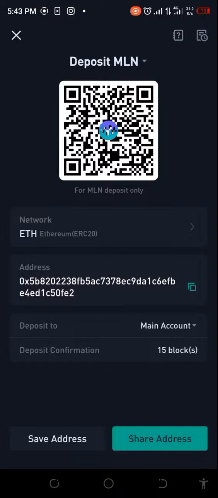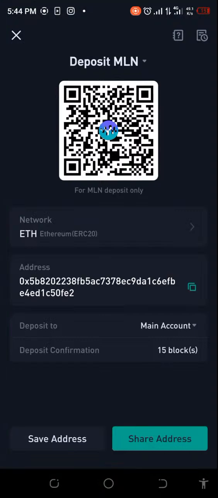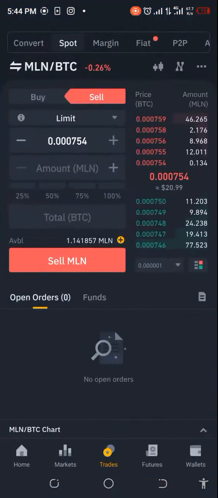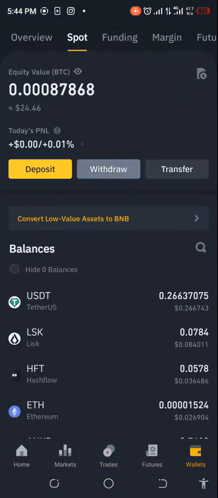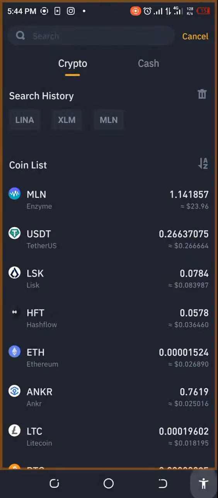Okay, so now, as you can see here, I just have to pick this. Okay, that's the copied address, it's ERC20. Make sure it's the same. It must be the same. Don't forget, it must be the same. Okay, so go ahead and let's run along to withdraw this. So we're going to withdraw. So what are we withdrawing? We're withdrawing the MLN.